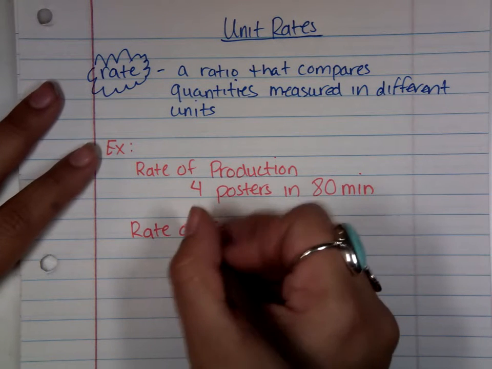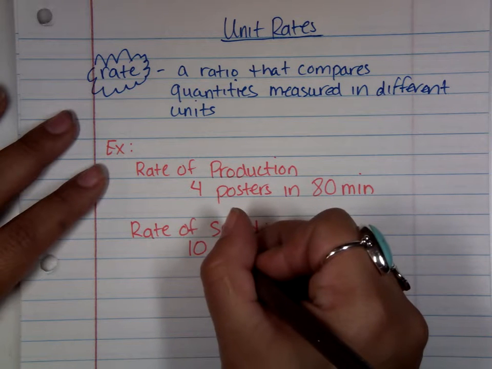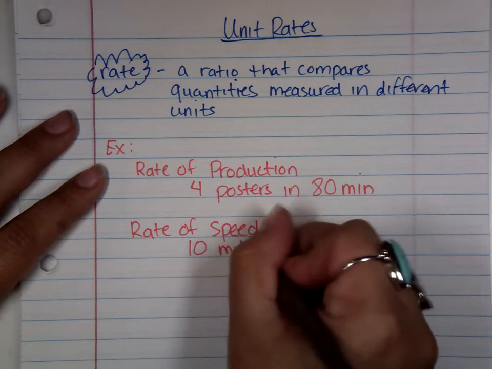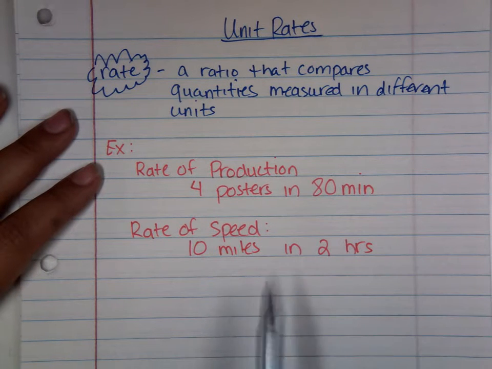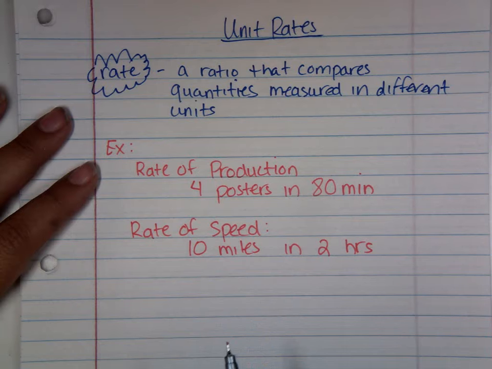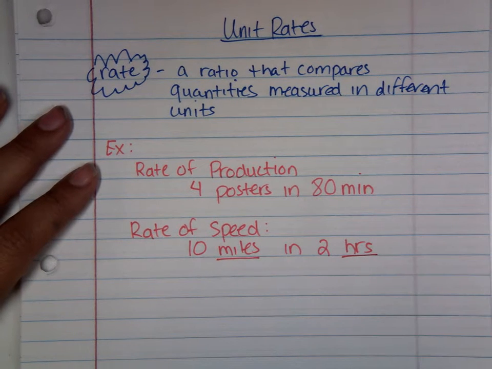So a rate of speed, let's just say, what about 10 miles? If you're riding a bike or something, let's say that you go 10 miles in 2 hours. What are the 2 units that we're comparing here? You're right, miles and hours.